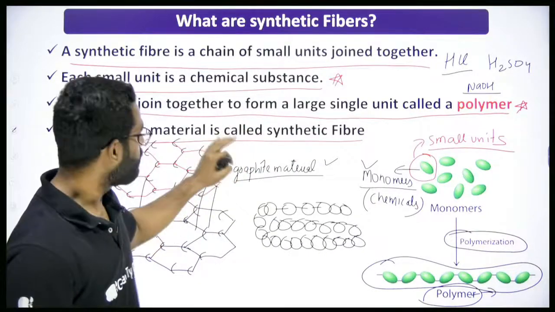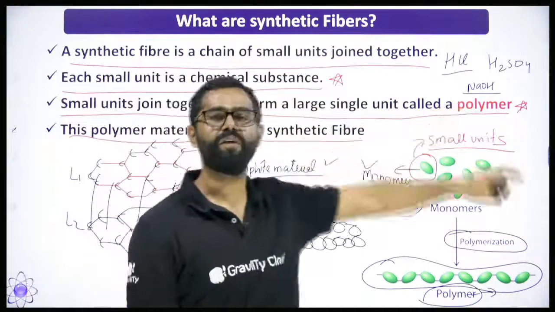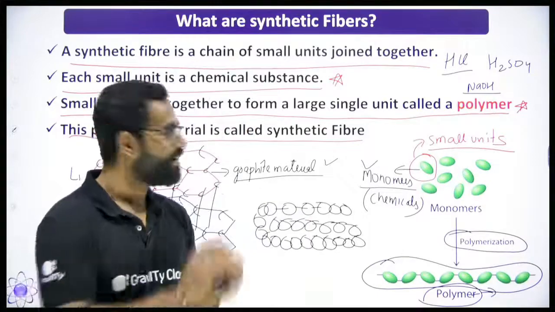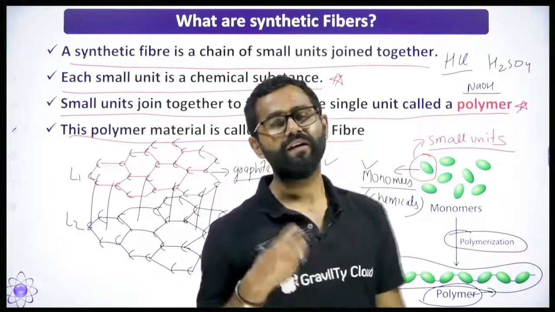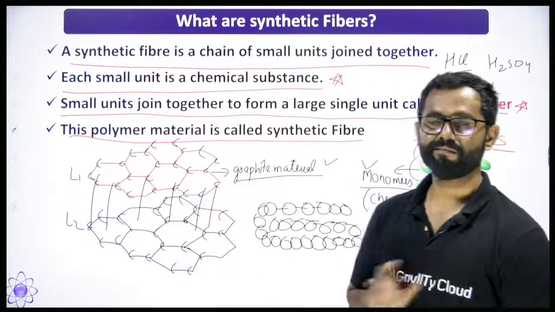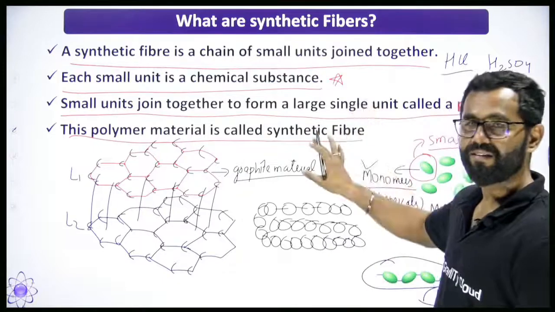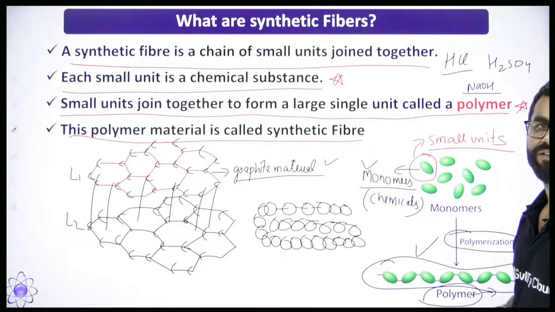Understood? Simple. Small units joining together to form a single large unit is the polymer. Small units, monomers, stick together and form a large unit which is called a polymer, and this polymer is called the synthetic fiber. In this case, the polymer which we get is the synthetic fiber.